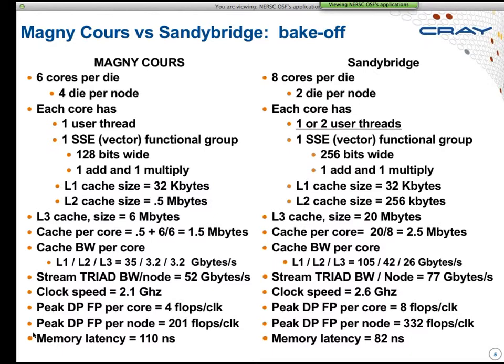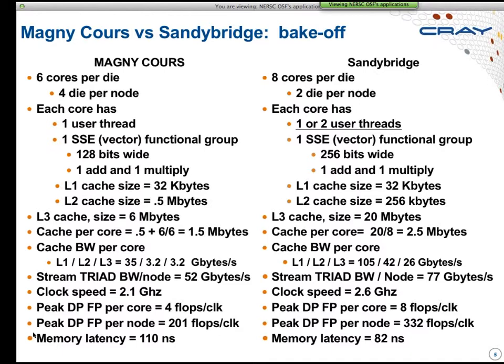Each core has, on the left-hand side, 1 user thread. Right-hand side, 1 or 2 user threads, depending on what you put on the aprun line, since the default is 1. Left-hand side, 1 SSE vector unit. Right-hand side, 1 SSE vector unit. They're both vector machines down at the core, and to get maximum performance, you want clean stride-1 vector code. That's about all I'll say about that at the moment.